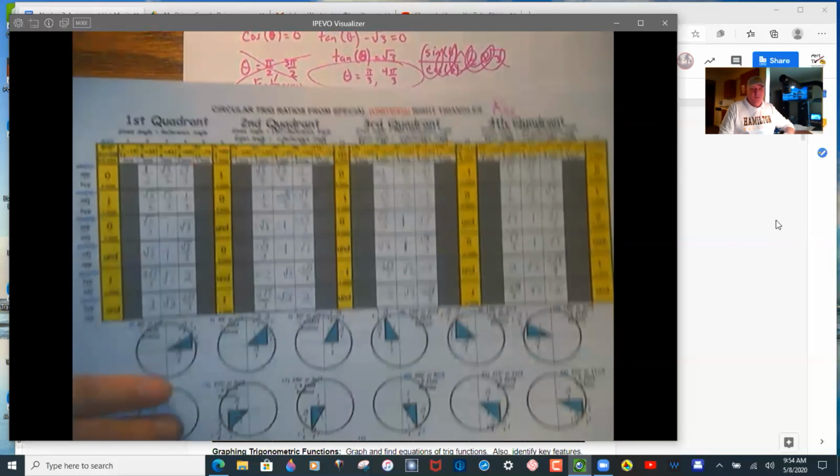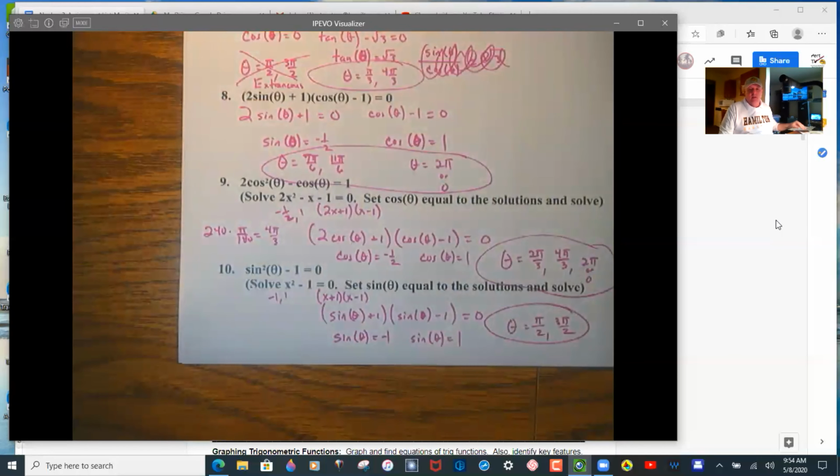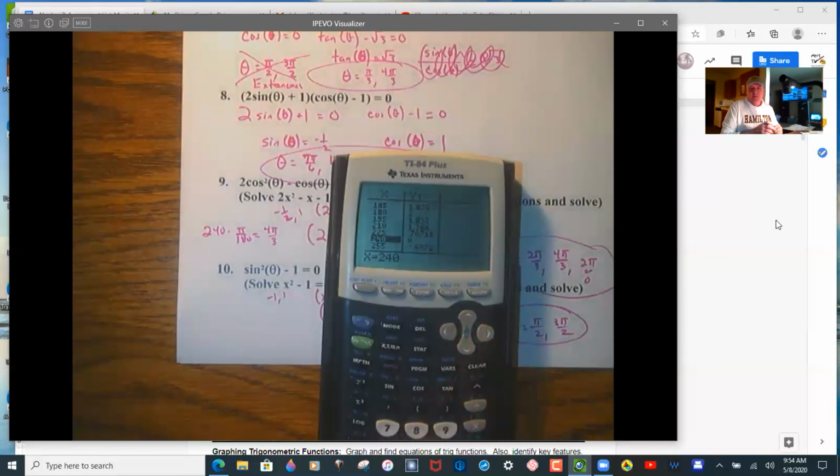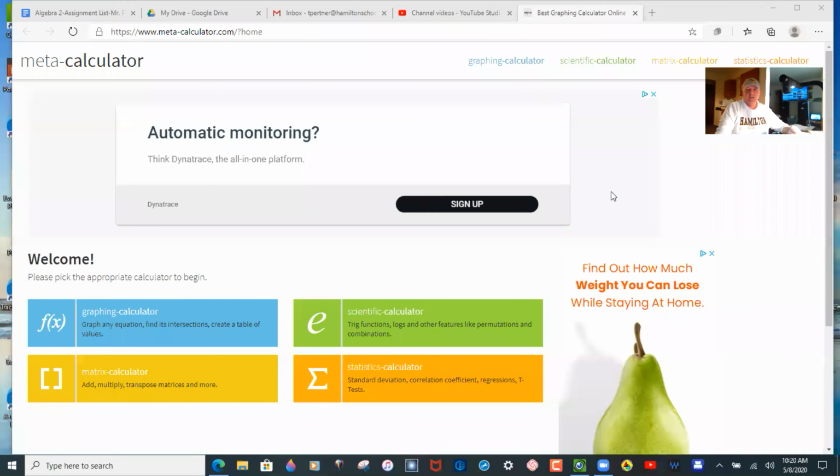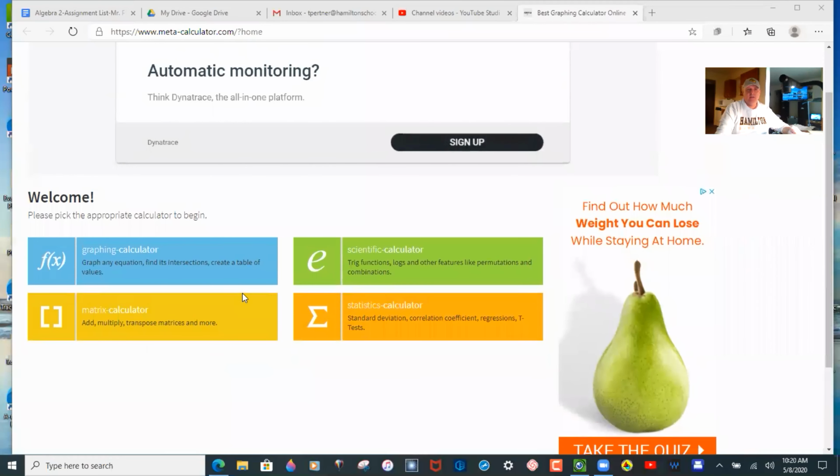Again, this is why we did the table, if you don't have the calculator. I'm going to pause for a little bit, see if I can fire up the Meta calculator and show you how you can set one up to pick up the solutions. All right, so this is the Meta calculator. Listen really close because this is quite glitchy, but you can use it. You just have to listen to what I say.